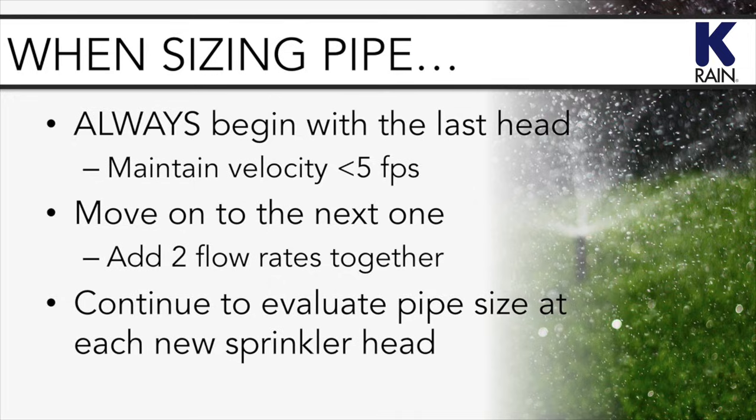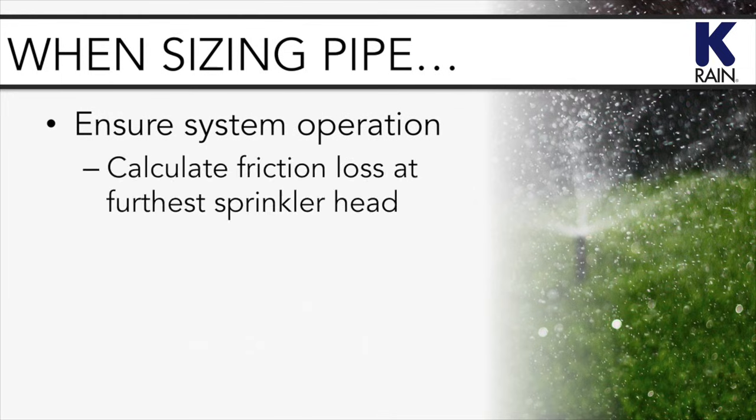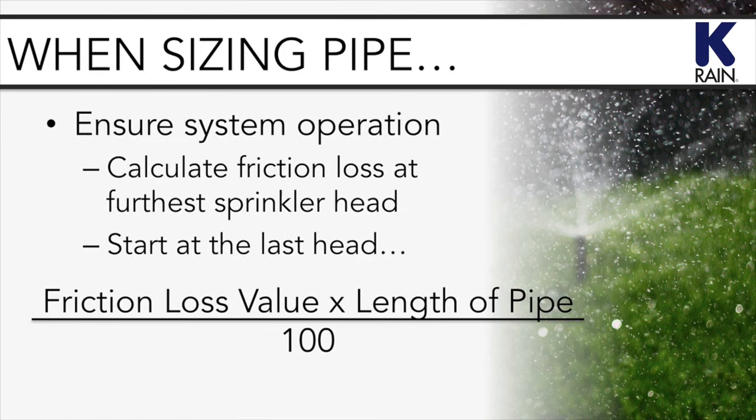Once the pipes are laid out and sized, make sure that the system will operate properly by calculating the friction loss to the furthest sprinkler head. Start at the last head in the largest zone and multiply the friction loss value from the table by the length of the pipe. Then divide by 100.